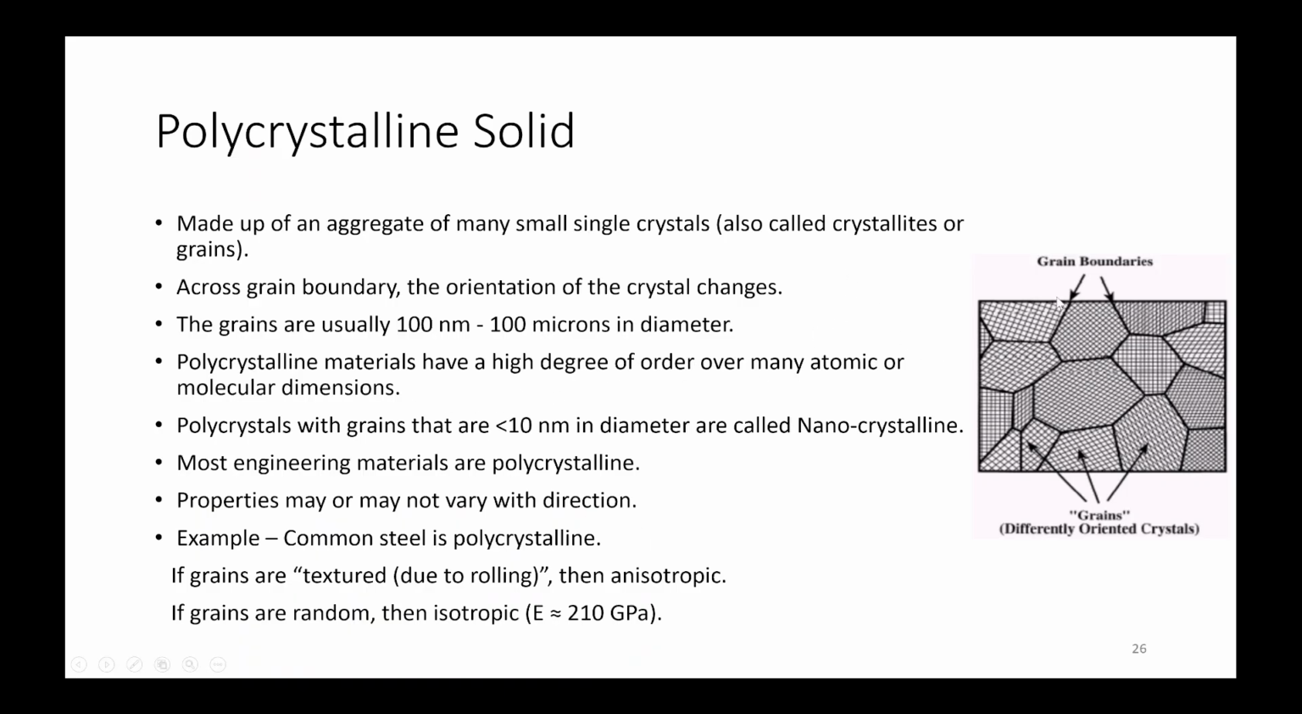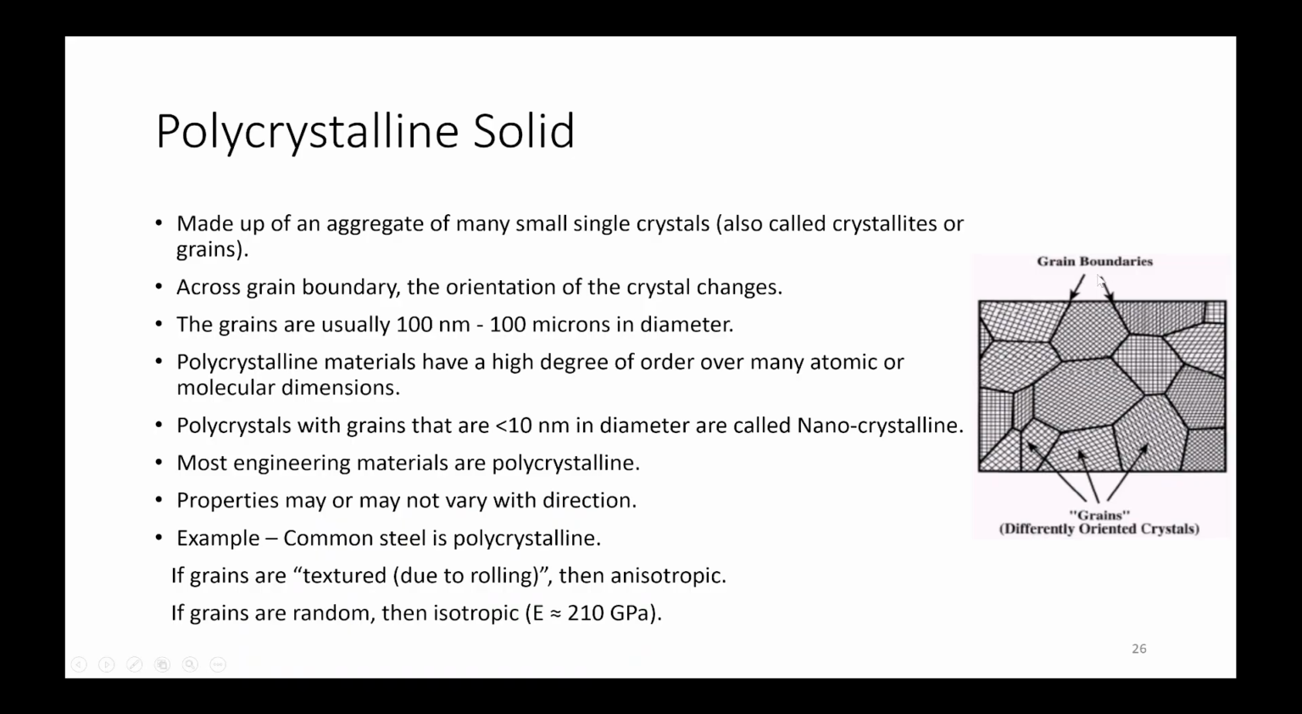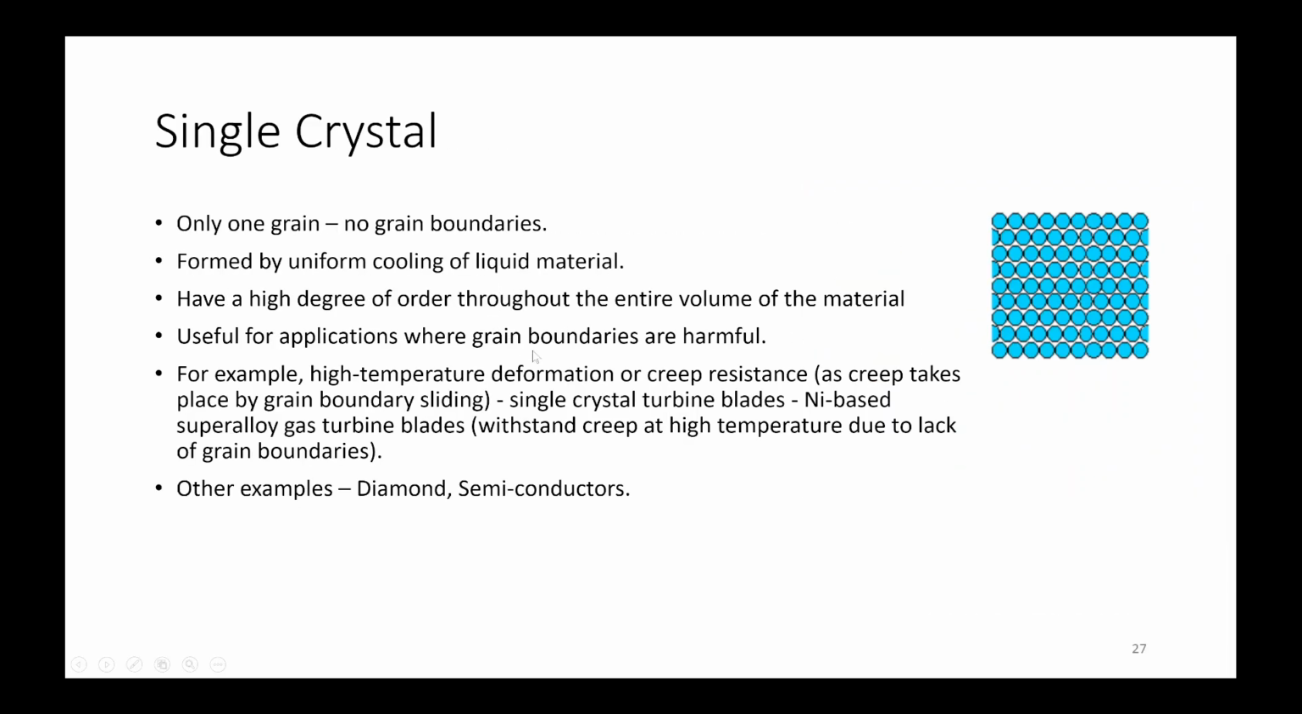So along these grain boundaries, atoms can diffuse easily, and so it causes creep of material. So we want to reduce the number of these grain boundaries. So for this, we want to make single crystal.